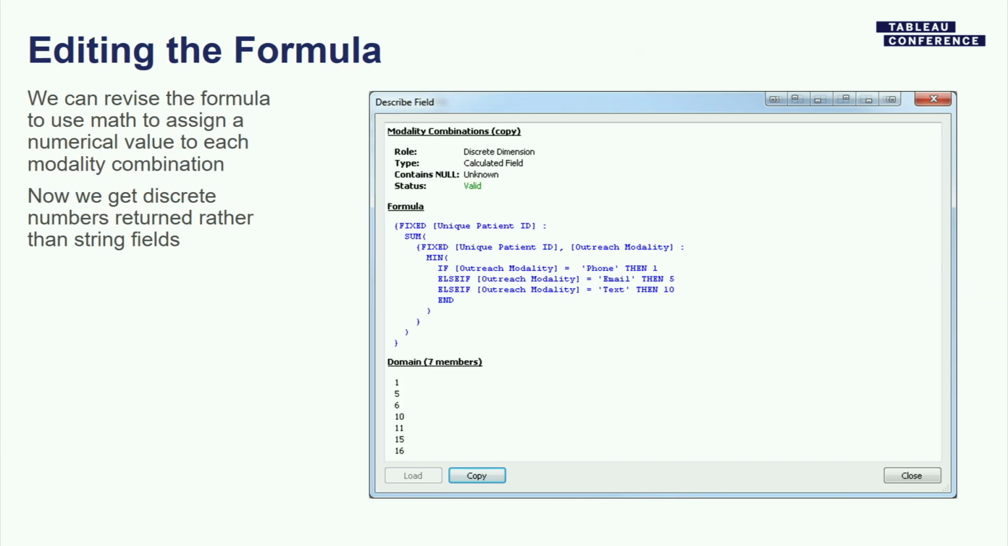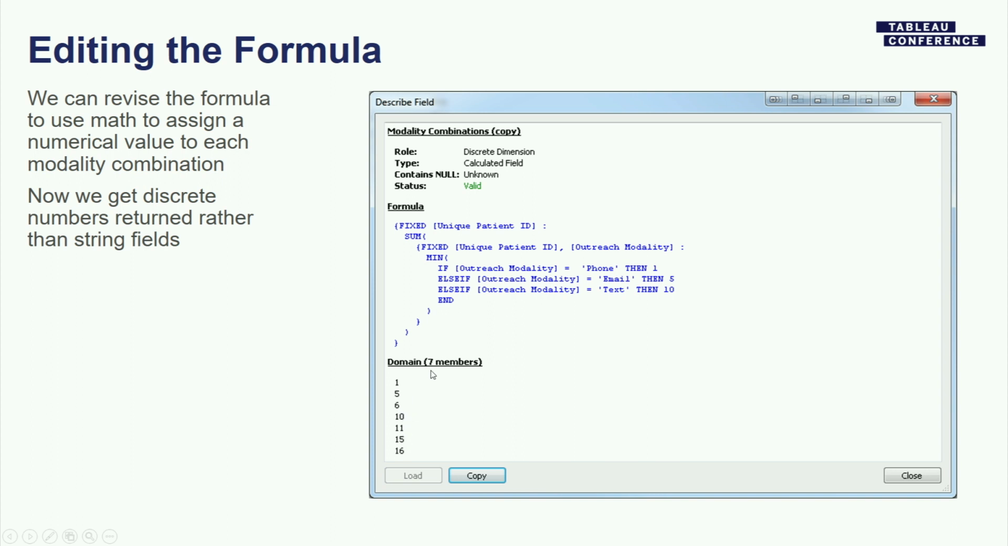So what if we used math instead? What if we said if we reached out to the patient by phone, assign that a value of 1. If we reached out by email, assign that a value of 5. And if we sent them a text, assign that a value of 10. The values don't really matter. They could be 100, it could be 1,000. It's just a unique thing. And then let's add that up by patient. So we get the numbers of 1, 5, 6, 10, 11, 15, and 16.